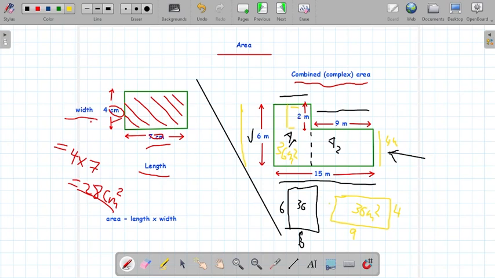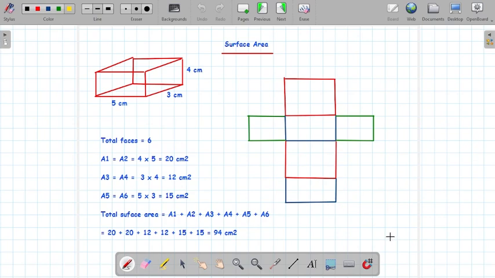So I know that this is 36 as an area, and this is equal to 36. It means that the total area will be equal to A1 plus A2. So when I add them together, it will be 36 plus 36. It means that I will have a total area of 72 meter square. This is how you calculate the area of the combined or complex shape.